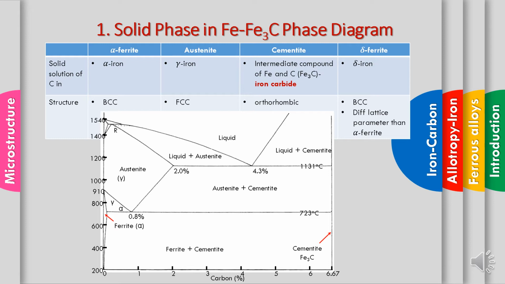Alpha ferrite is alpha iron. And austenite is gamma iron. Cementite is the intermediate compound of Fe and C, which is iron carbide. And delta ferrite is delta iron. For the structures, alpha ferrite is BCC, austenite is FCC, cementite is orthorhombic, and delta ferrite is BCC, with a different lattice parameter than alpha ferrite.